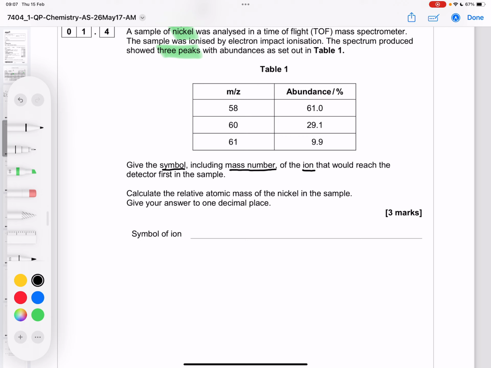That means we need a charge, that would reach the detector first. Now that's the bit of the question that relies on your understanding of time of flight, which is that the lightest ions travel the fastest. So we're going symbol, nickel, mass number, lightest, 58, and all samples in a time of flight mass spectrometer by electron impact lose an electron to become a 1+.